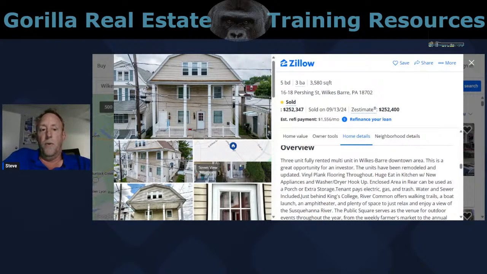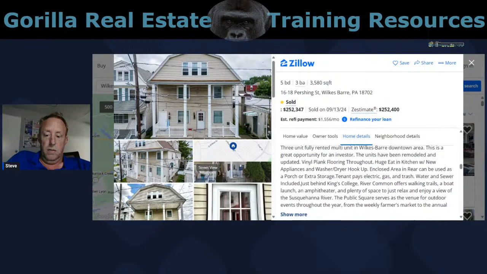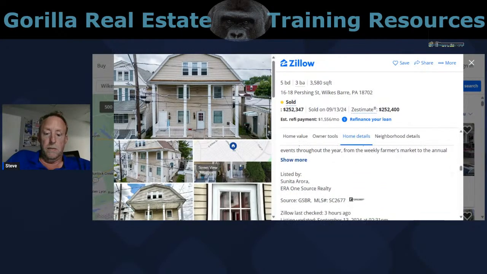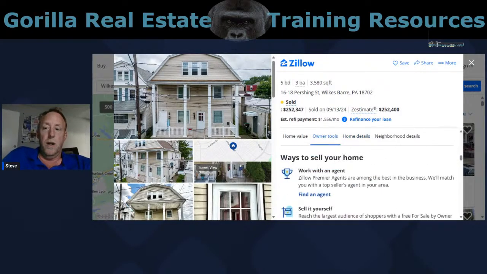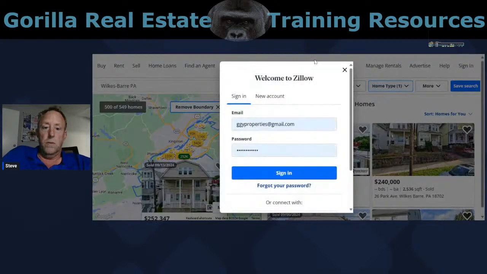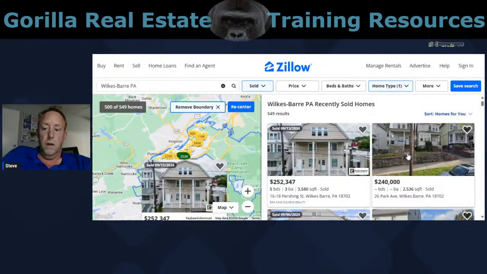Okay. Yeah, they're within a half mile. They're similar square footage, maybe. Mine, 108 Grove, is a 2. This is a 3. That's the difference. And you look at all the other information it provides, owner tools, whatever. And then you click out of that one and you click to the next one.